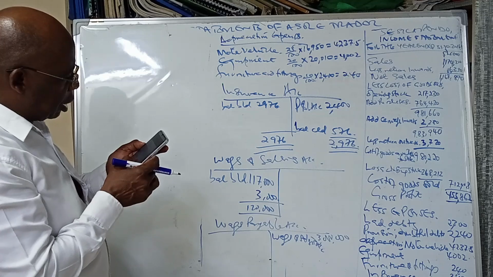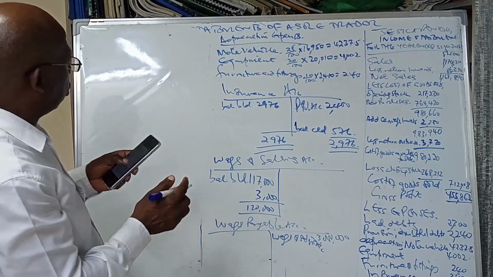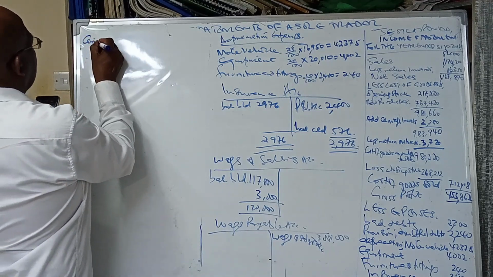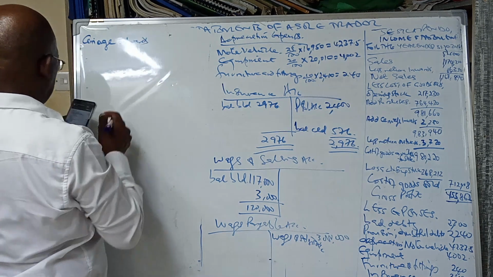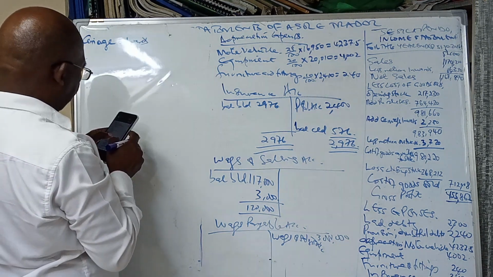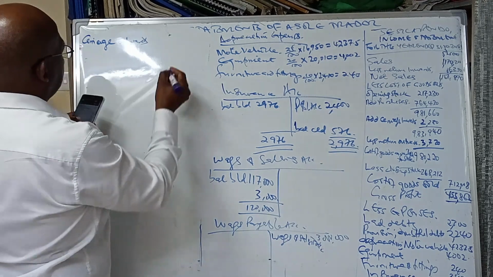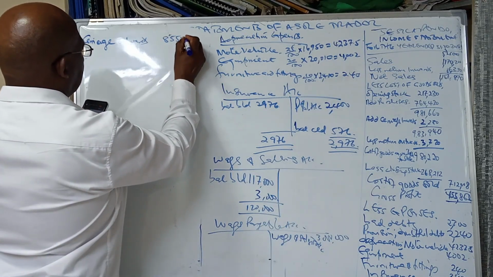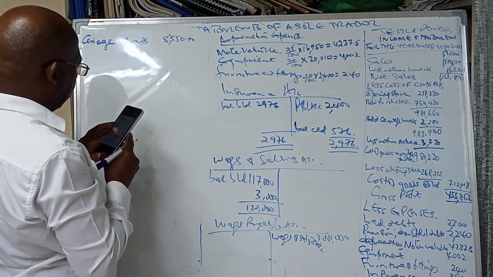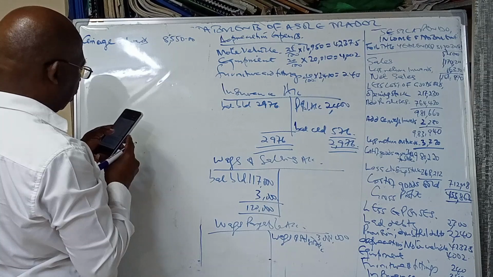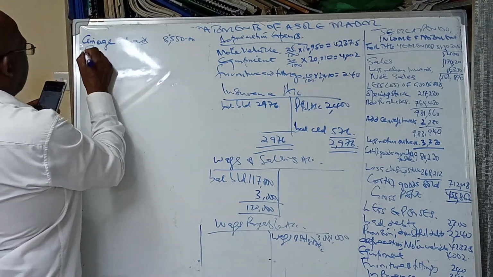Carriage outwards being the first one. We have carriage outwards amounting to 8550. Then we have sundry expenses.